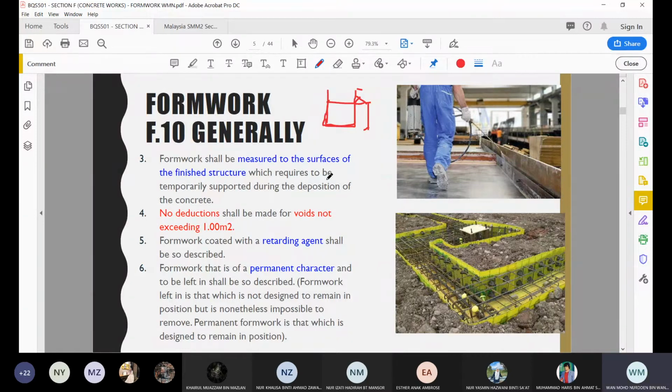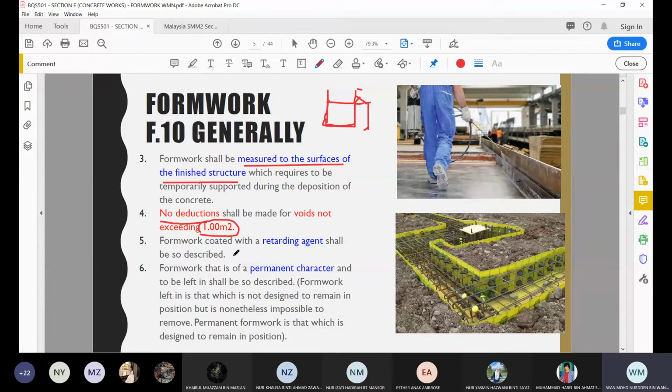Okay, formwork shall be measured to the surface of the finished structure which requires to be temporarily supported during the deposition of the concrete. Maksudnya kawasan yang macam saya kata tadi, measured to the surface of the finished structure. Okay. Number 4, no deduction shall be made for voids not exceeding 1 meter square. Kalau void tu kecil saja, less than 1 meter square, 1 meter panjang, 1 meter lebar, less than that, it should not be, and we should not allow any kind of deduction lah, no deduction.